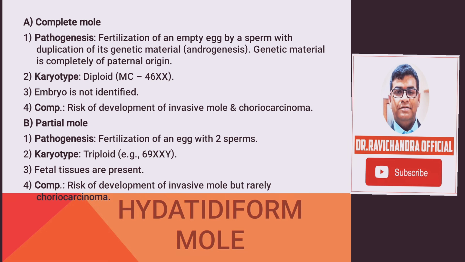Complete mole, paternal origin. Karyotype is diploid and the most common is 46XX. Embryo is not identified in complete mole. Complications include risk of development of invasive mole and also choriocarcinoma. In partial mole, the pathogenesis is fertilization of an egg with two sperms. As a result, there will be triploid 69XXY, and here you can identify the embryo; fetal tissues are present. Complications include risk of invasive mole, but partial mole rarely progresses to choriocarcinoma.